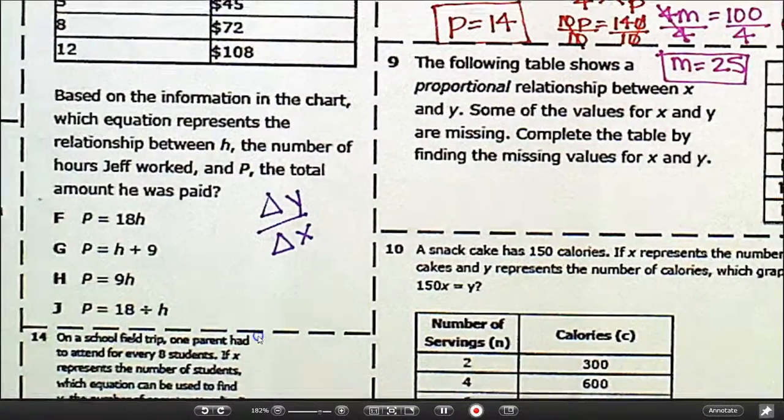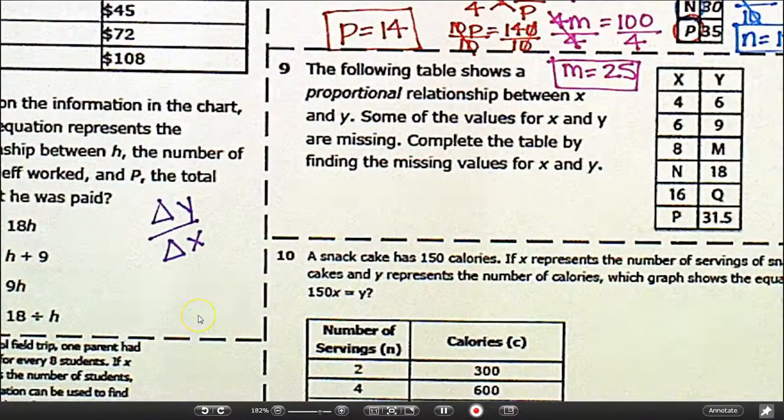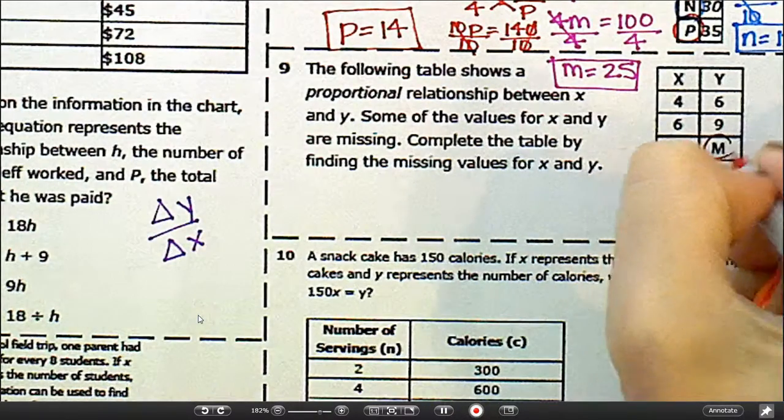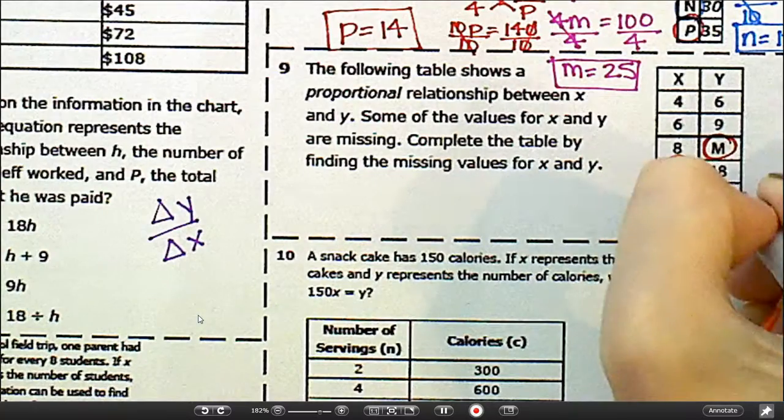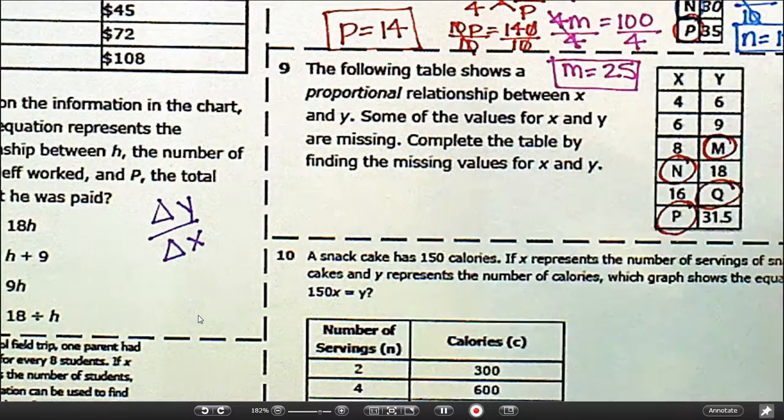So next, I'd like for you to do number 9 on your own. Make sure that you're showing your work. And it says the following table shows a proportional relationship between x and y, and you're having to find all 4 of those missing values. So you're looking for M, N, Q, and P. So please show your work.